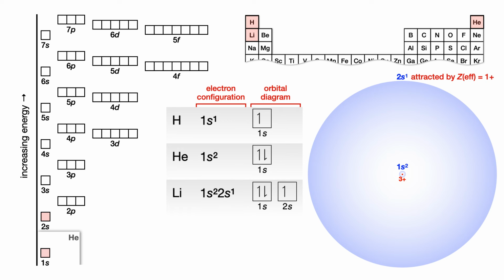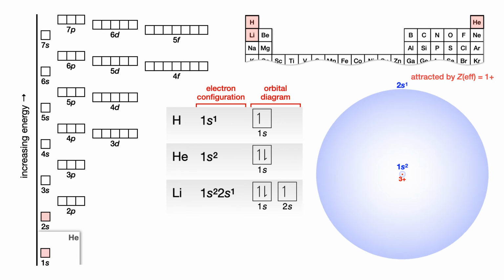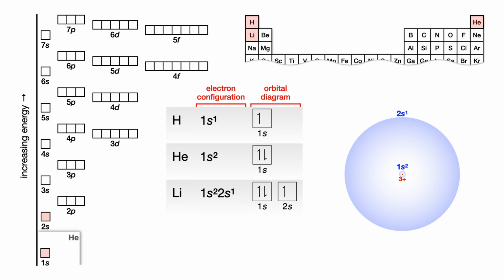And so the 2s orbital is pulled in, but it's not pulled in very much. And so this is how the energy levels look in the lithium atom. You can see that the 1s electrons are pulled in very tightly around the nucleus. And those electrons are referred to as core electrons. They're pulled in very tightly. And then the electrons in the outer energy level are called valence electrons.